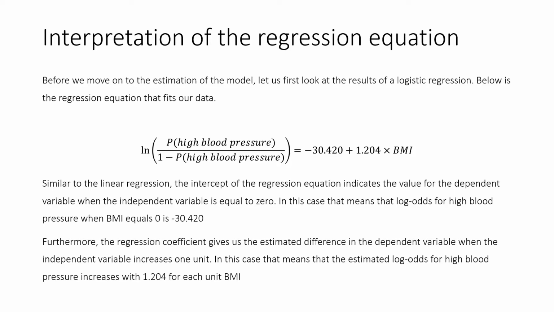So in this case, what that means is that the estimated log odds for high blood pressure when BMI equals 0 is -30.42. Subsequently, the regression coefficient gives us the estimated difference in the dependent variable when the independent variable increases with 1 unit. So in our case, if BMI increases with 1 unit, the estimated log odds for high blood pressure increases with 1.204.